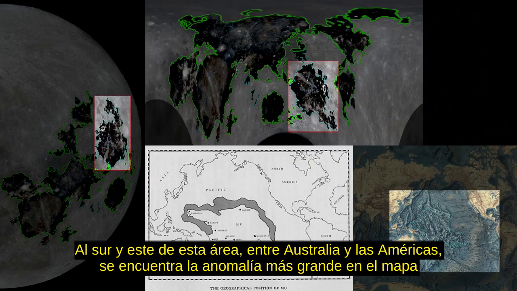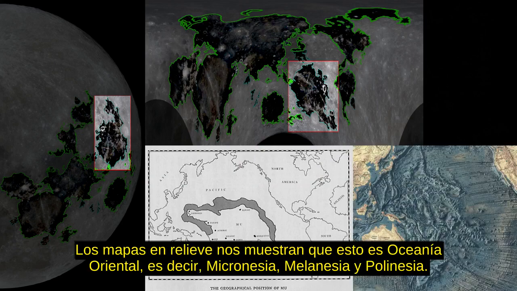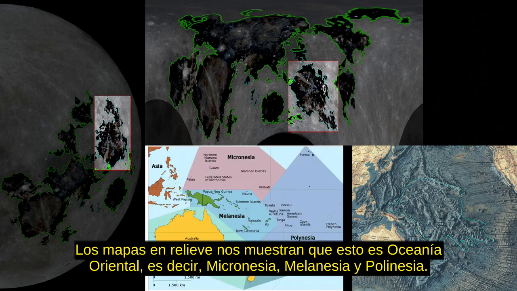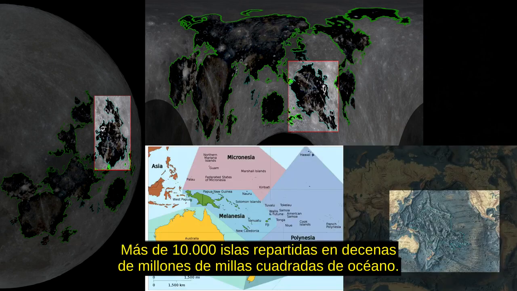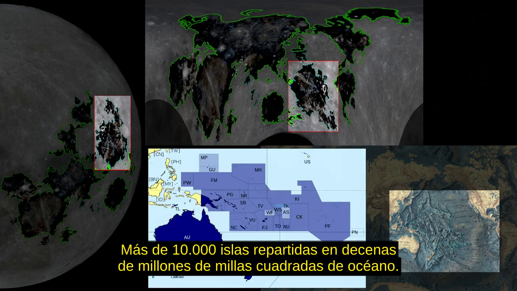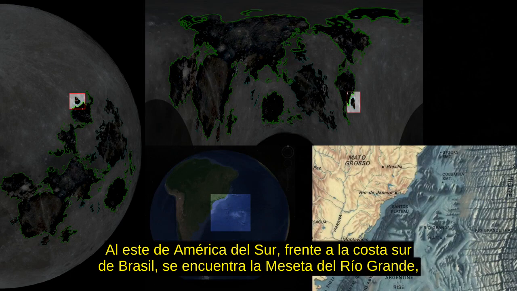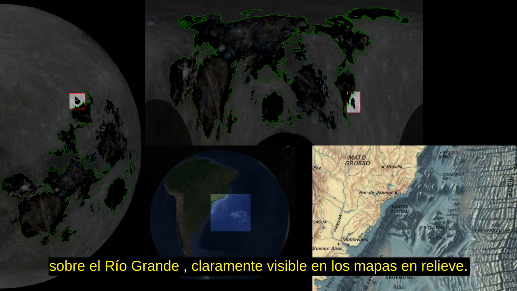South and east of this area, between Australia and the Americas, is the largest anomaly on the map. Relief maps show us this is Eastern Oceania, that is Micronesia, Melanesia, and Polynesia. Over 10,000 islands scattered across tens of millions of square miles of ocean. East of South America, off the southern coast of Brazil, is the Rio Grande Plateau, or the Rio Grande Rise, clearly visible on relief maps.